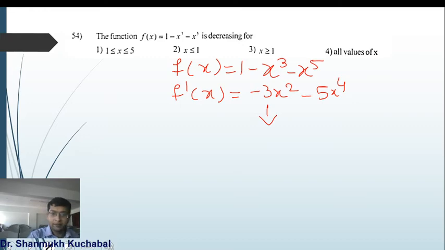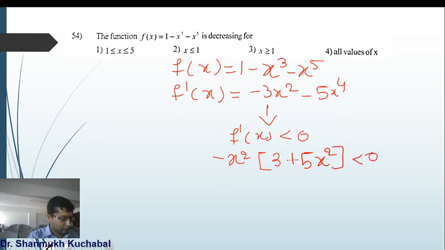So decreasing means f dash of x is less than 0. So minus x square is common, so we get minus x square times 3 plus 5x square is less than 0. So this is the answer we are going to get. Here minus x square times 3 plus 5x square is less than 0 for all values of x. So option 4 is the right answer. Option 4 is the right answer. Okay, you can take a screenshot of this.